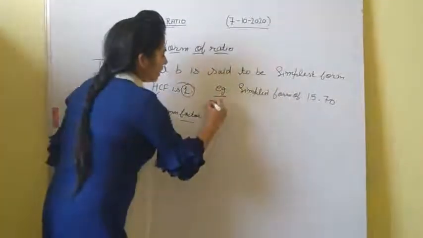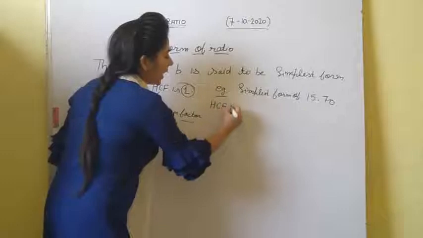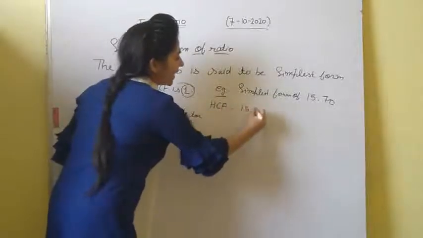So firstly we have to find out the HCF of 15 and 70.